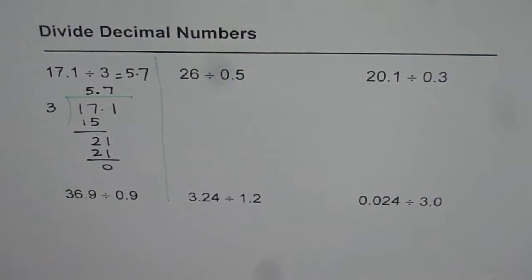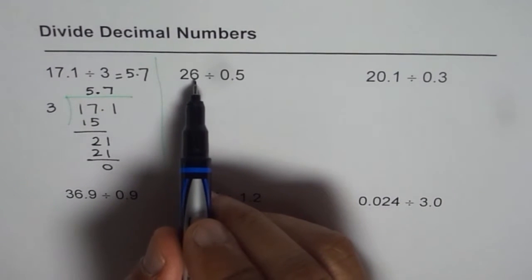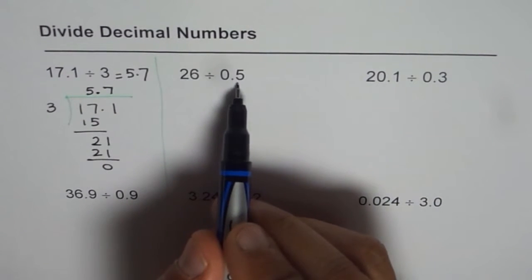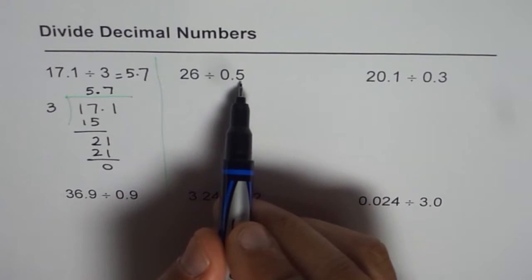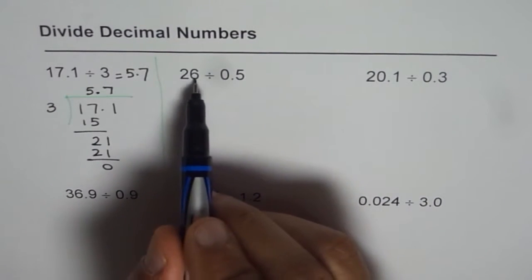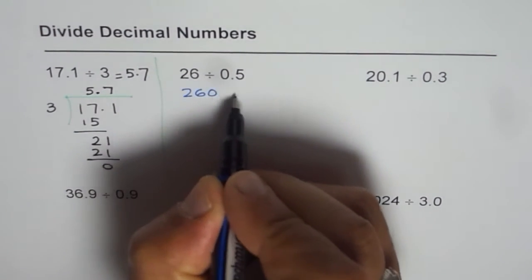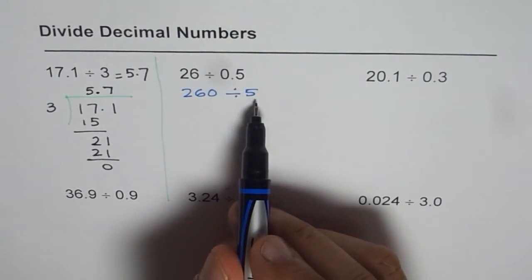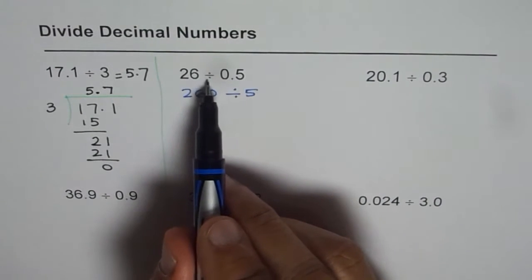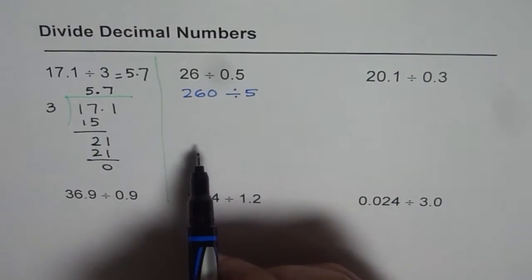Now my suggestion here is that whenever you have this kind of a situation, in that case it is preferred to multiply both numerator and denominator so that we get rid of fractions. Now since we have 0.5, I need to multiply both numerator and denominator by 10. So I will get 260 divided by 5. So that is equivalent fractions. Do you see that? 26 divided by 0.5 is same as 260 divided by 5.